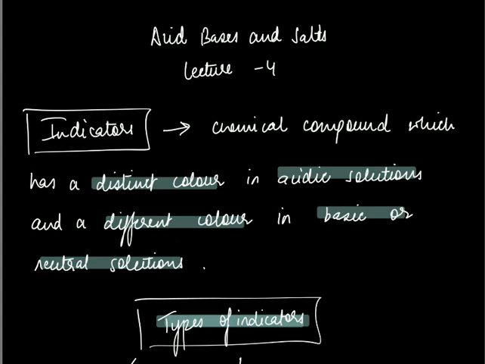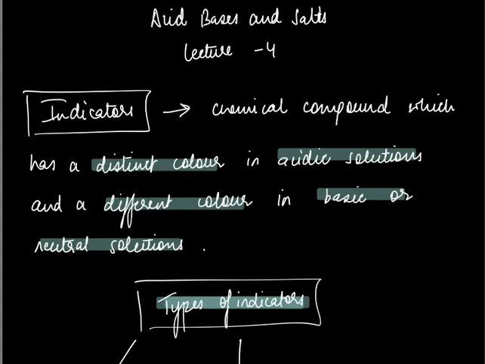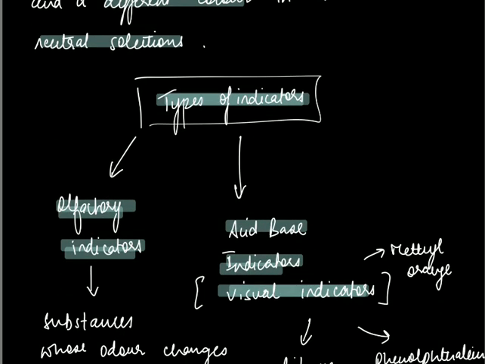So, we are going to discuss indicators in acids, bases, and salts, lecture 4. Indicators are chemical compounds which have a distinct color in acidic solution and a different color in basic or neutral solutions. When we talk about types of indicators, we have acid-base indicators. We can even classify them as visual indicators also.